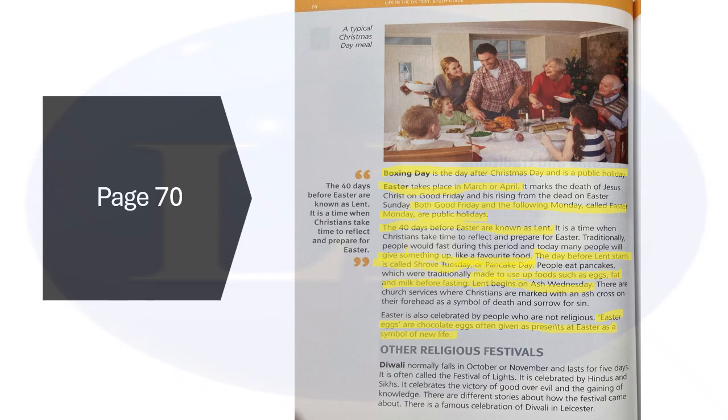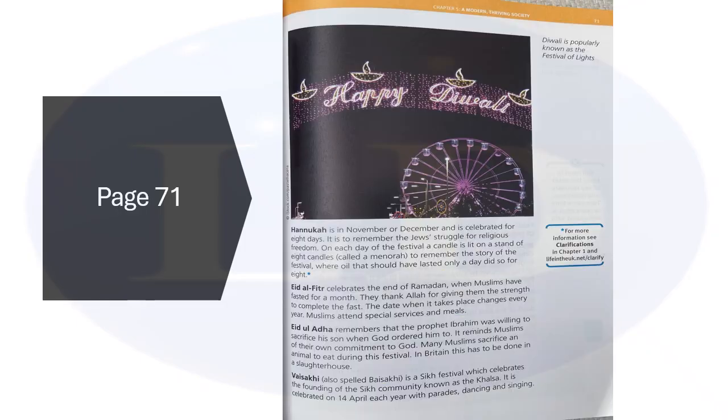And other religious festivals: Diwali normally falls in October and November, and that is also important. It lasts for 5 days. This is a 5 day festival. It is often called the festival of light. It is celebrated by Hindus and Sikhs. It celebrates the victory of good over evil, and the gaining of knowledge. So these are very, very important details about Diwali. There are different stories about how the festival began. There is a famous celebration in Leicester.